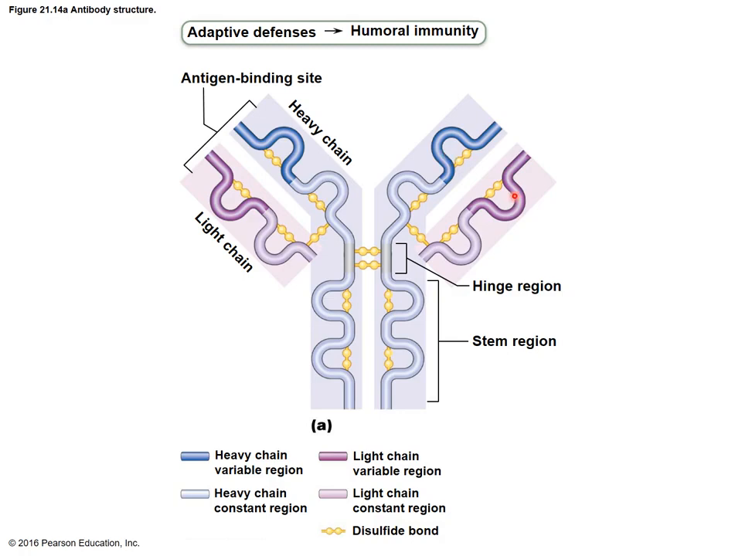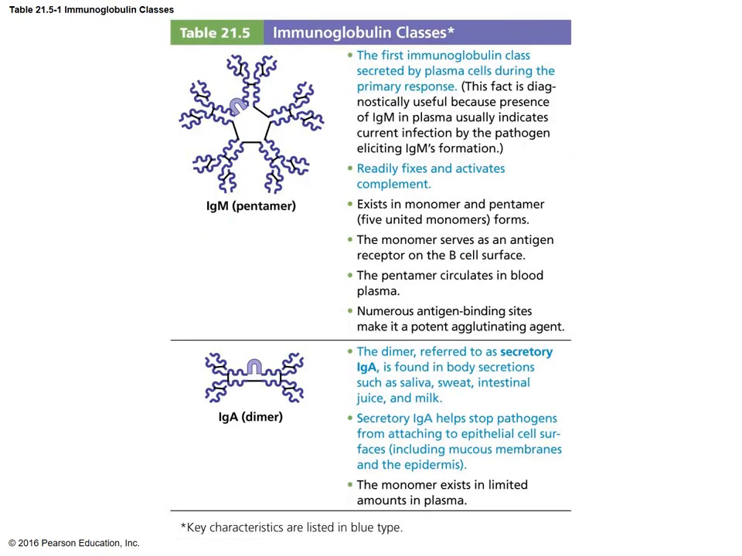And this is where the specificity comes into play. The antigen binding site is right on the very edge, the very tip of the Y up here on either end. So this is the antibody, and this is where the antigen would bind. That's why it has to be very, very specific and recognize the differences from one, say, protein to another. As I said, there are 5 different classes of these.